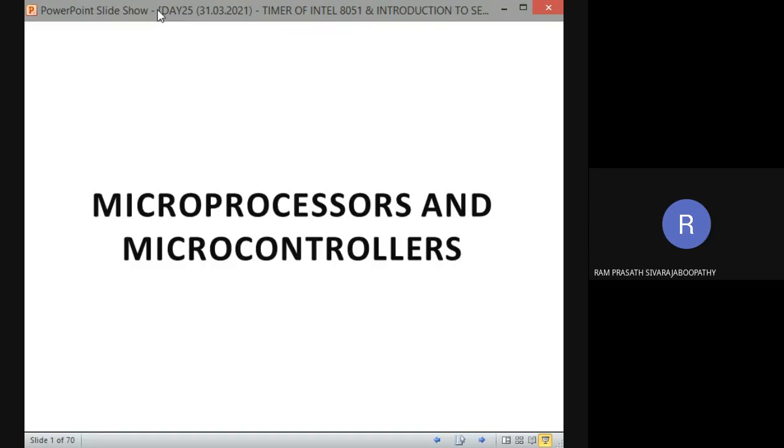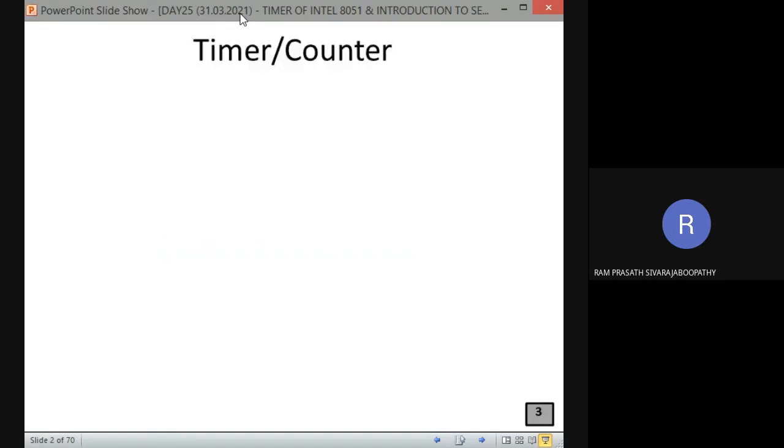So, what about the content we have discussed in the previous session? Working off port 0, port 2, and port 3 we have discussed. Then we have introduced the timer operation of 8051. Correct? Okay, so now we are going to continue that.